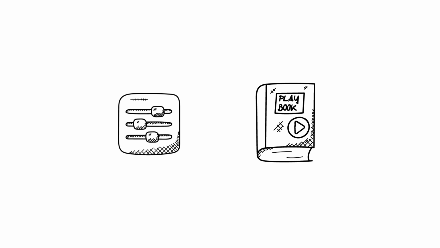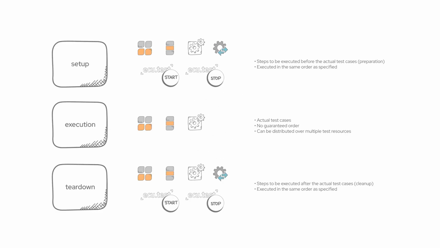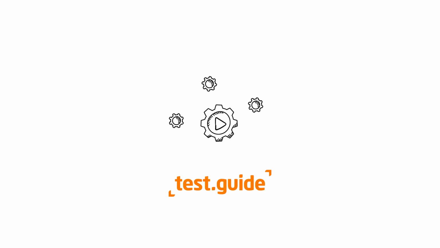Today, you learned something about playbook steps, their different types and their configuration options. You now know which possibilities you have to specify the exact scope of your test execution and why to differentiate between setup steps, test cases and teardown steps. You may also have a look into our other advanced videos about the automated test execution with test guide.